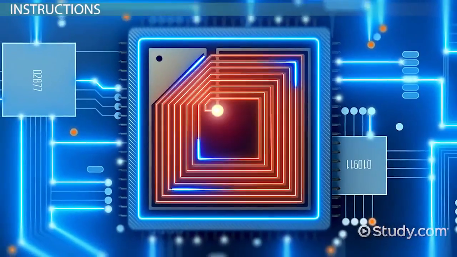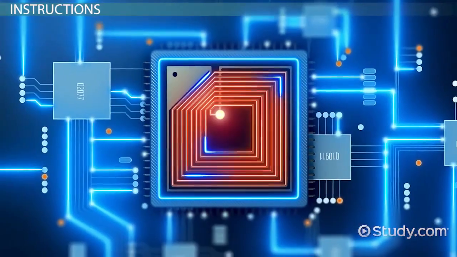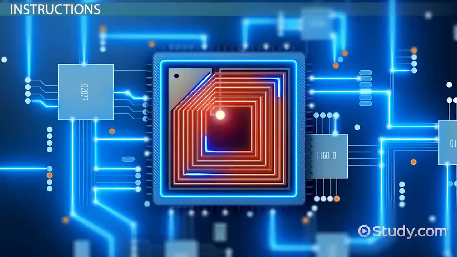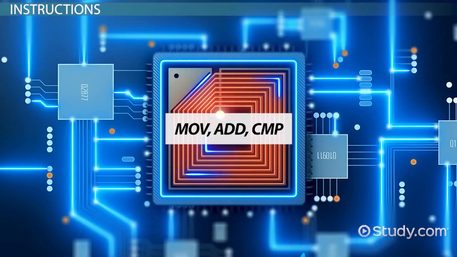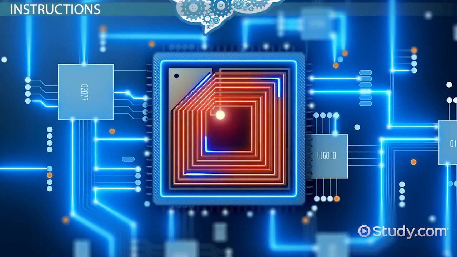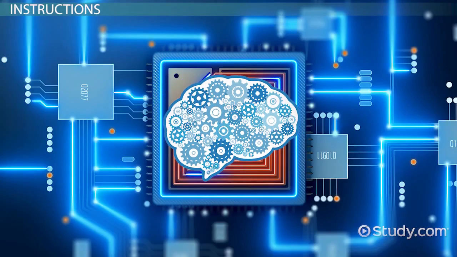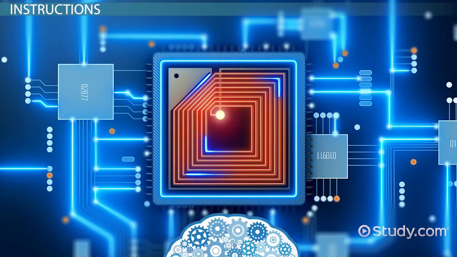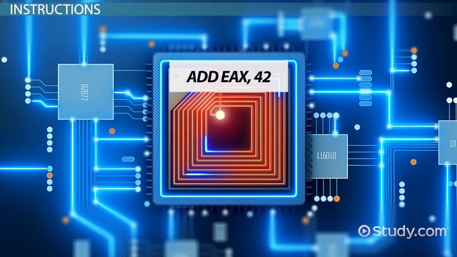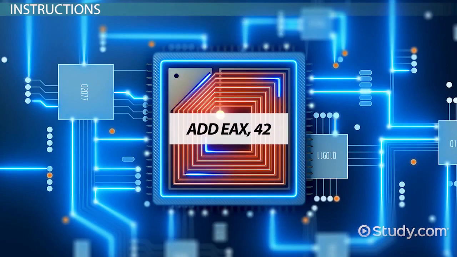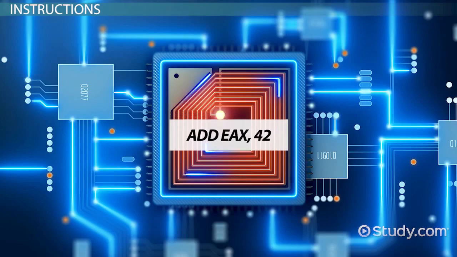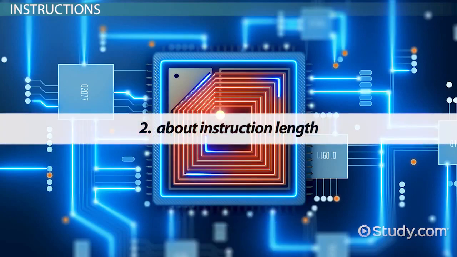The instruction itself is made up of a bit pattern, those ones and zeros again. But in assembly, you will see syntax such as MOV, ADD, and CMP. These are called mnemonics rather than opcodes. A mnemonic is something that makes another thing easier to remember. For example, to add 2 operands such as the number 42 to the contents of the EAX register, the code is 2. About instruction length.